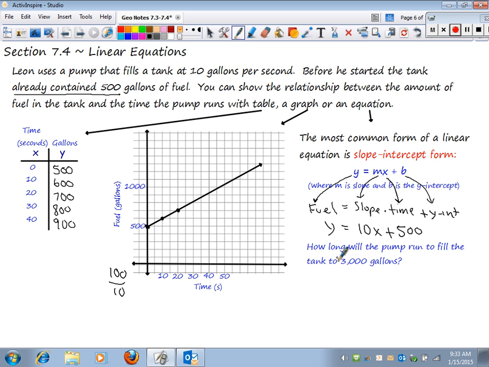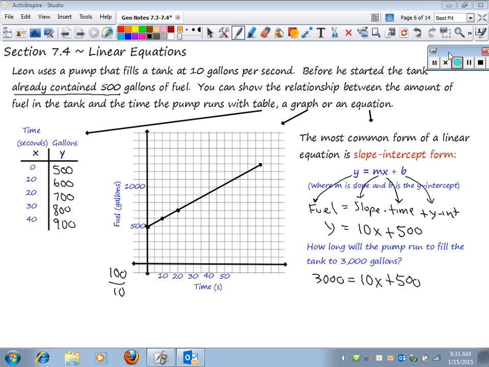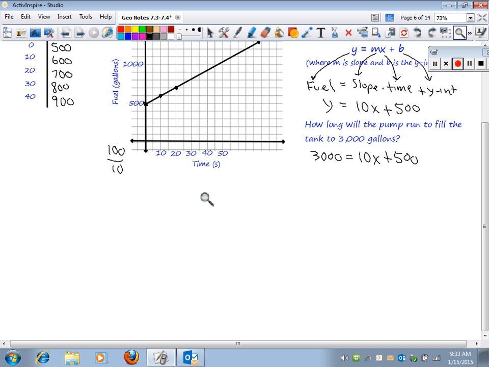Now the reason that an equation comes in handy is because now you can figure out numbers that are bigger that don't fit on your graph. How long will it take the pump to run to fill 3,000 gallons? Where am I going to put that 3,000 in my equation? For the y, because it's the fuel. So the y is going to be 3,000 equals 10x plus 500. So let's solve that for x and see how long it'll take. See the time. So subtract 500. You get 2,500 equals 10x. Divide by 10. x is going to equal 250.